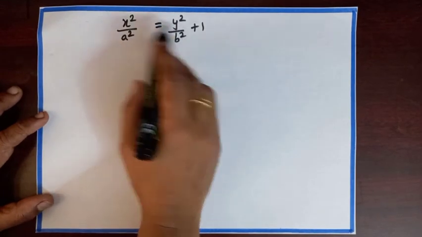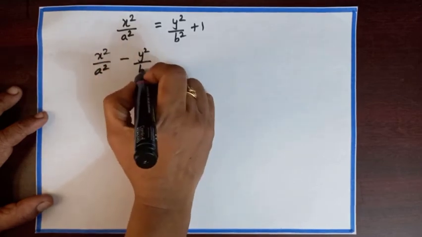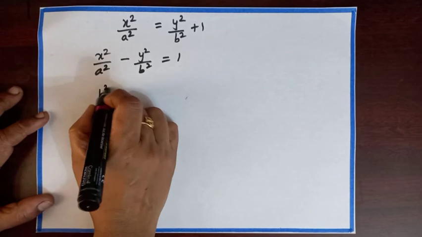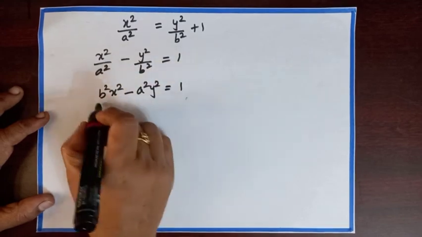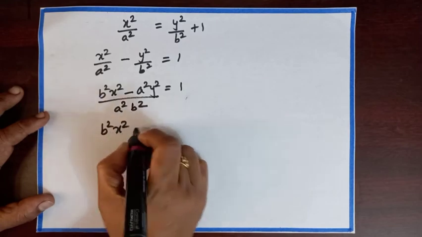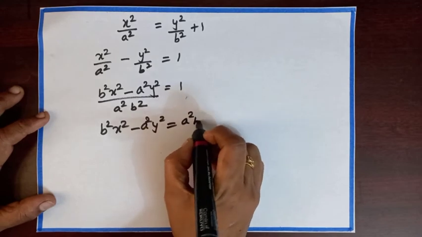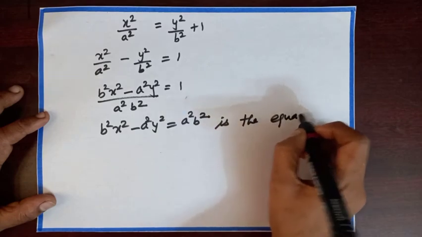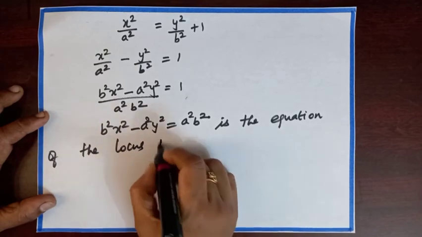Bring y²/b² to the left hand side. Then we get x²/a² - y²/b² = 1. Now take LCM on the left hand side. Then we get (b²x² - a²y²) divided by a²b² equals 1, so b²x² - a²y² equals 1 into a²b², which is a²b². This is the equation of the locus of P.